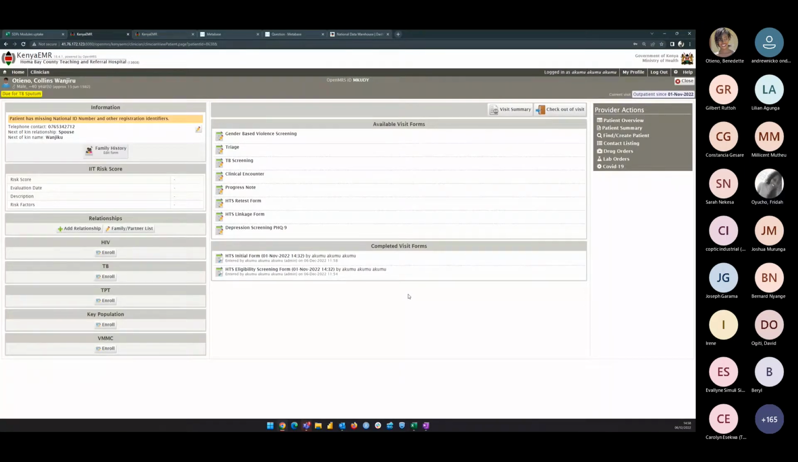Okay. So basically that is it for the ML for HTS feature in the EMR. So Otieno, I don't know if I should proceed to the IIT, or we can have questions if at all there is.